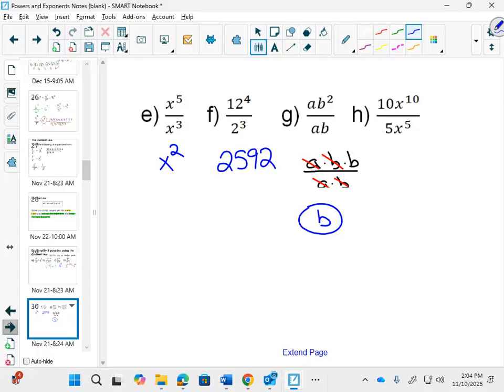Same. 10 divided by 5 is 2. How many x's are we left with? There's 10 on the top, 5 on the bottom. 5 are going to be left after you cancel them out.